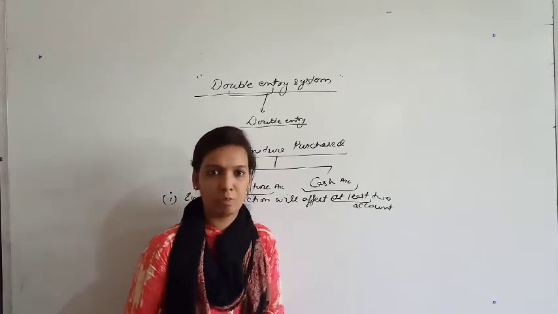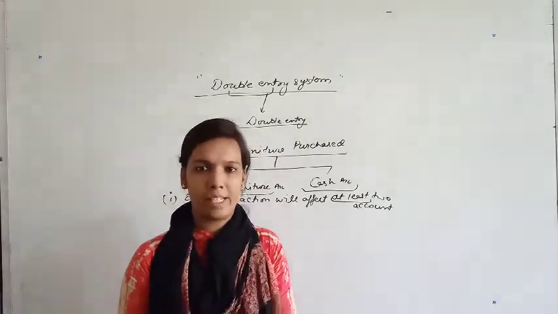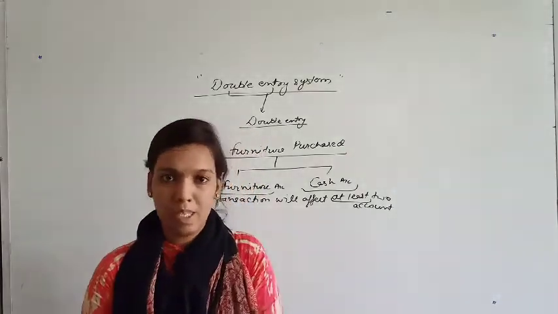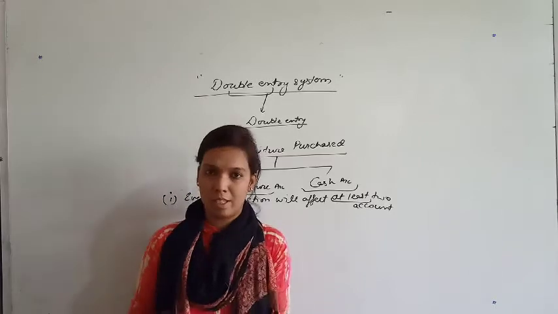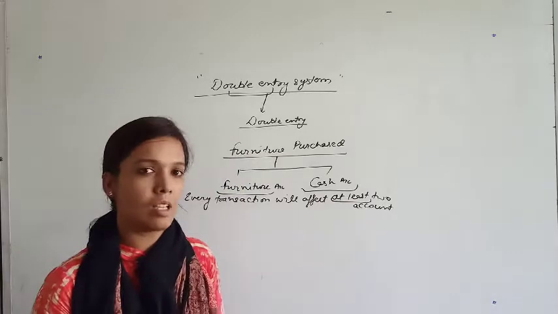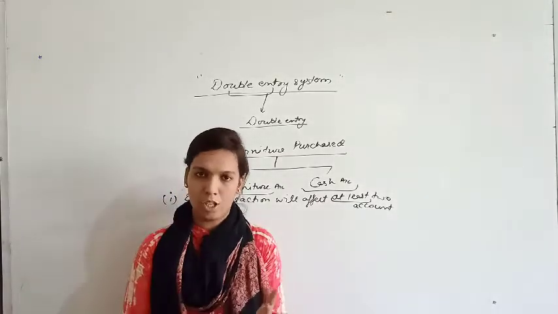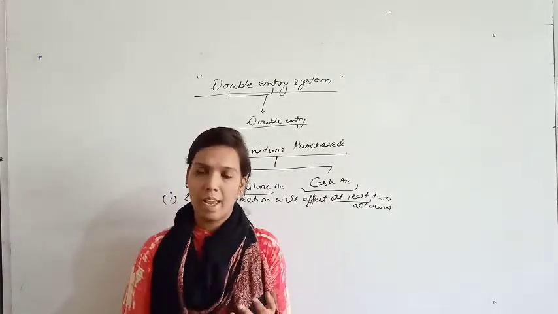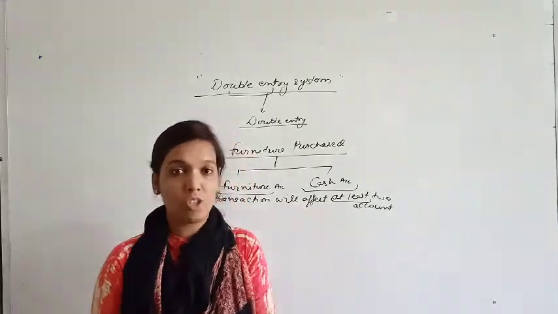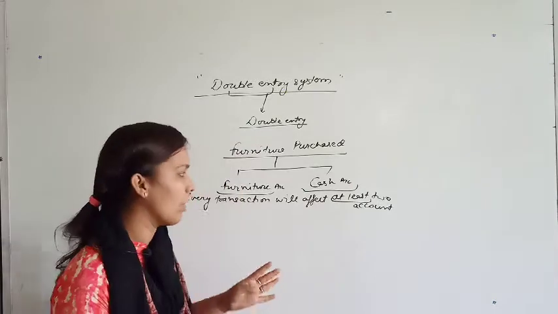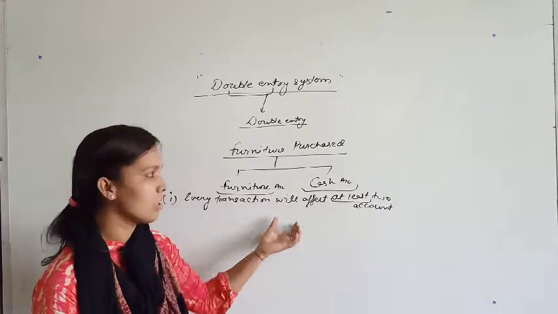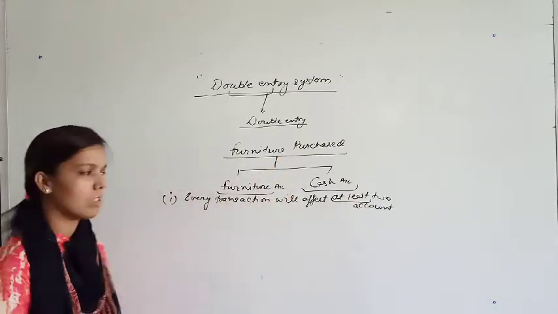For example, suppose you are investing cash, furniture, and machinery into the business. That means you are investing three kinds of assets in the business. In that condition, how many accounts will be affected? The cash account, machinery account, furniture account, and all of these will be credited to the capital account. So in this condition, four accounts will be affected by the transaction. So every transaction will affect at least two accounts. This is the first characteristic of the double entry system.